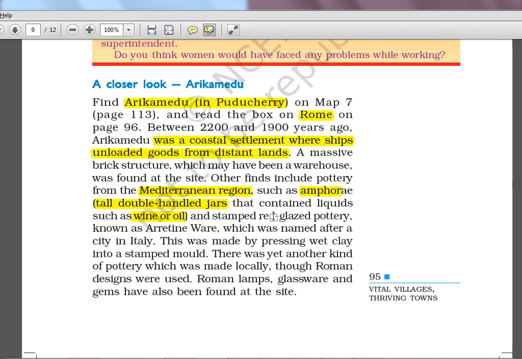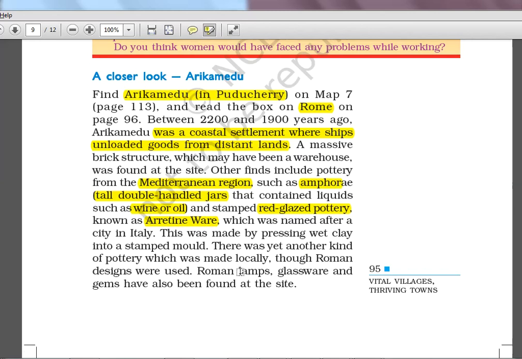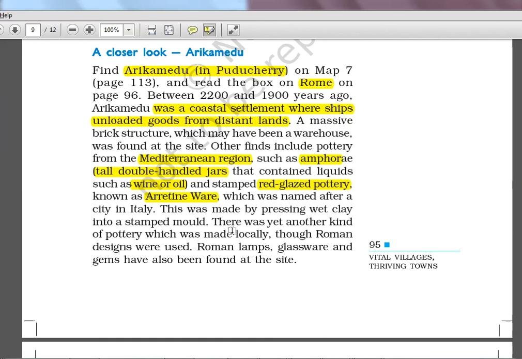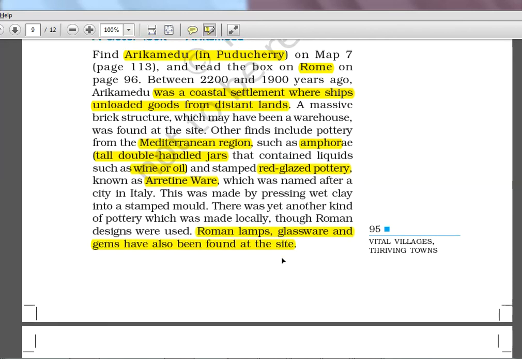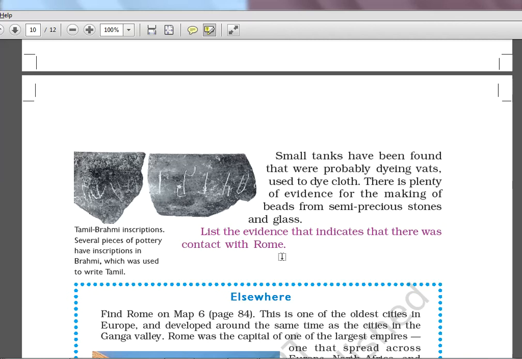Okay, and stamped red glazed pottery known as arretine ware. I'm not able to pronounce it again. Amphorae and arretine ware. Okay, two things which these people traded. So there was yet another kind of pottery which was made locally, though Roman designs were used. Roman lamps, glassware, and gems had also been found at the site. So you can tell there was rich trade with the Romans at the Arikamedu site in Pondicherry.